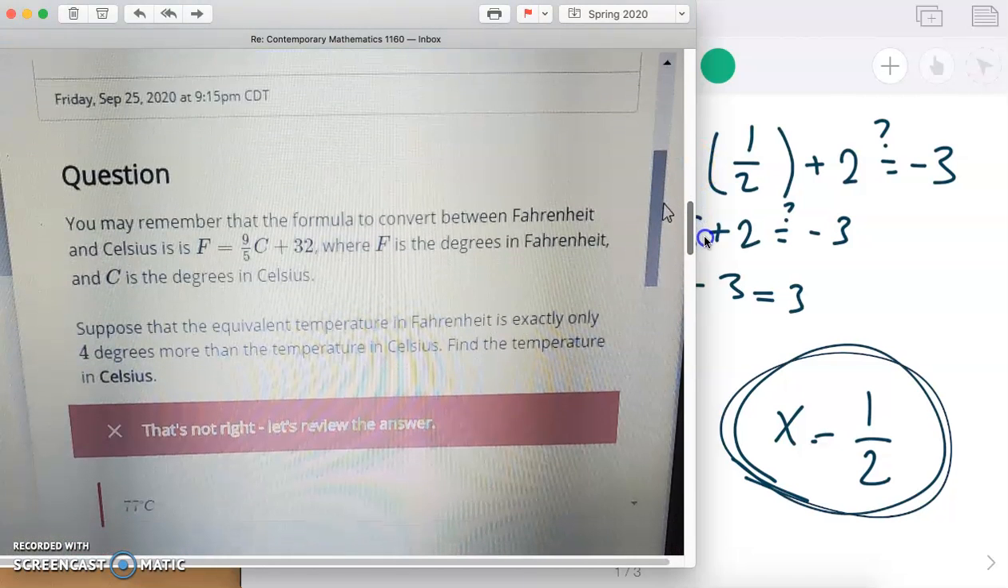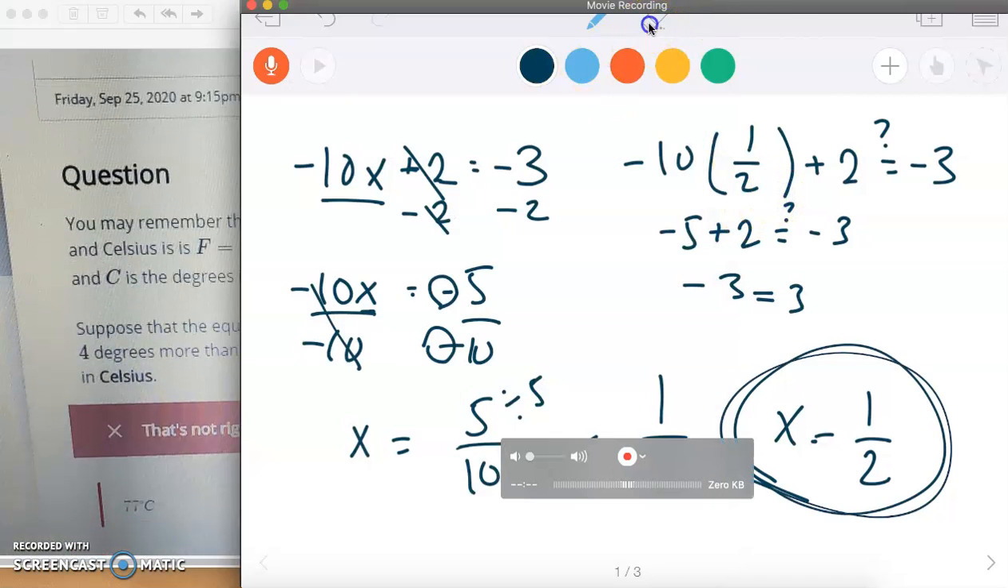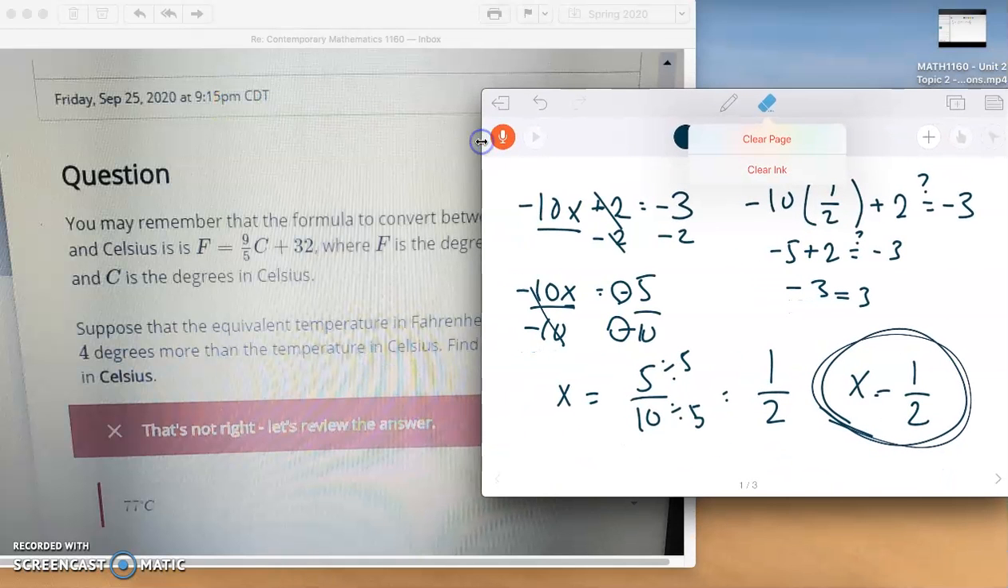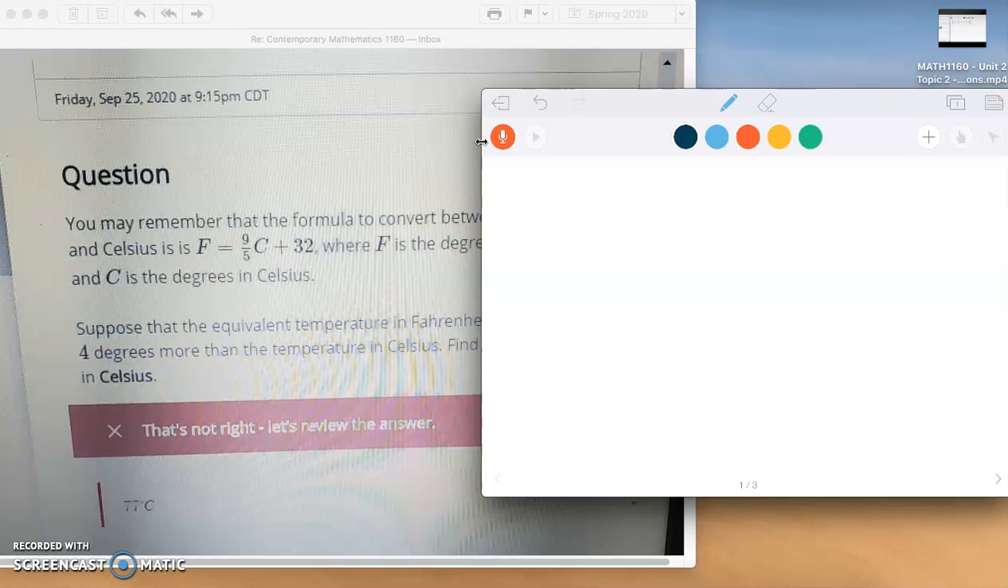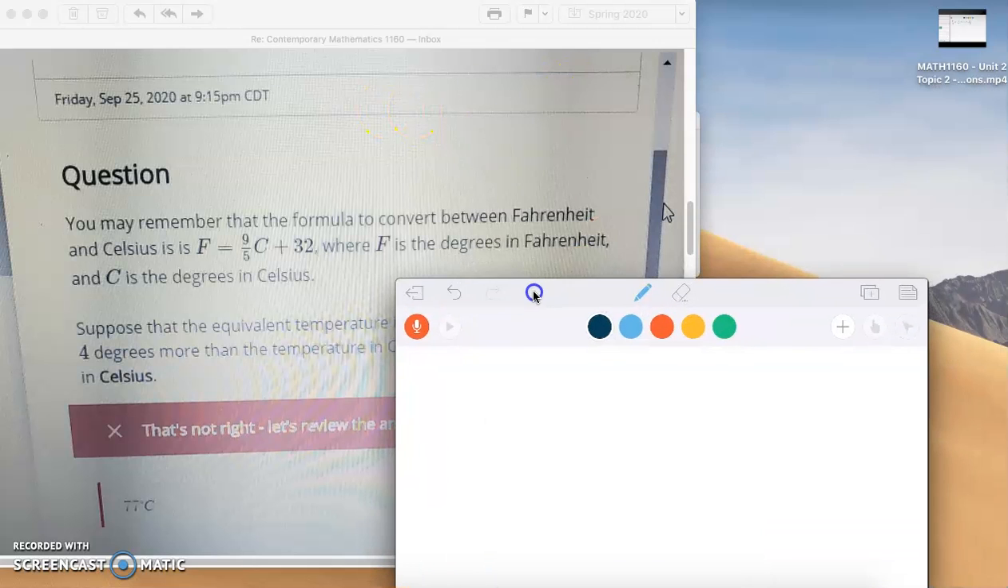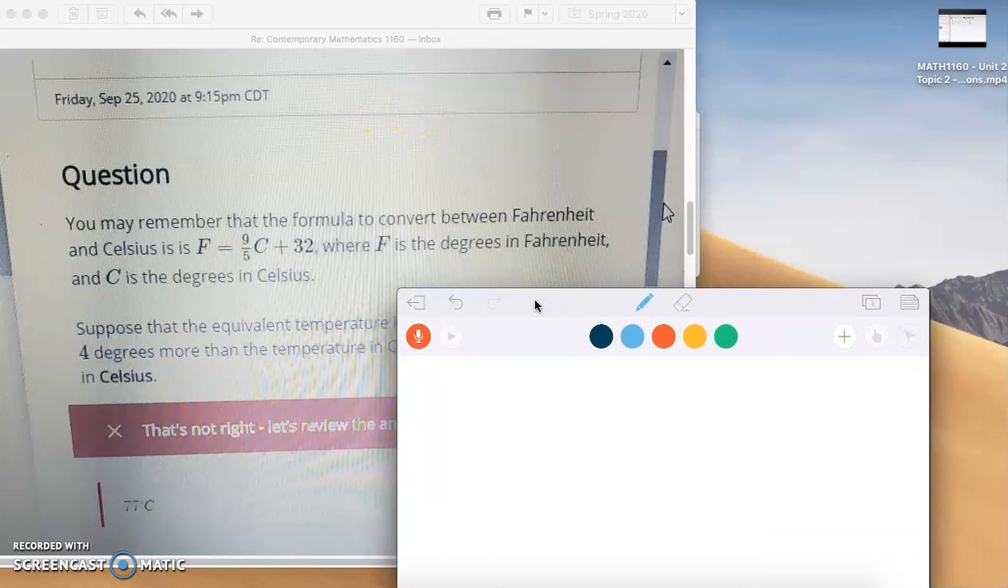Let's see what the next one is. All right, this one's more of a word problem. So let's kind of shrink this down so we can see both. All right, so you may remember that the formula to convert between Fahrenheit and Celsius is F equals 9/5 C plus 32, where F is degrees in Fahrenheit and C is degrees in Celsius.